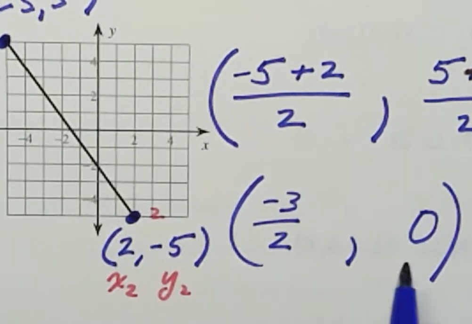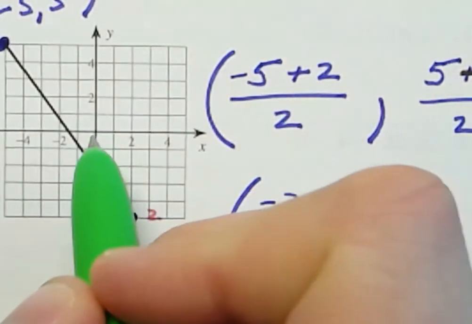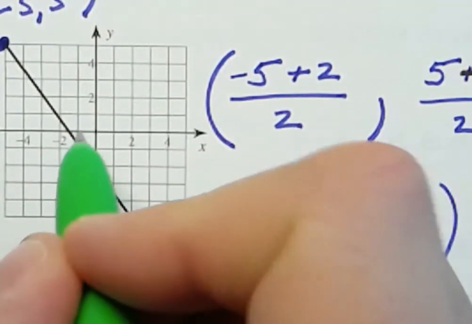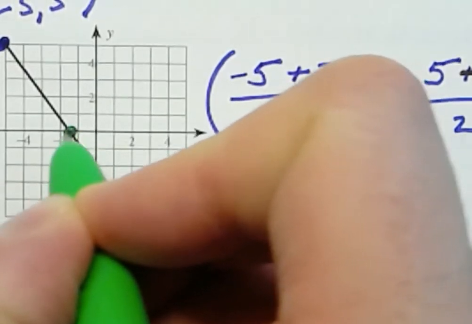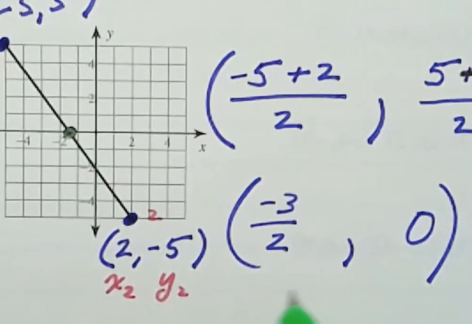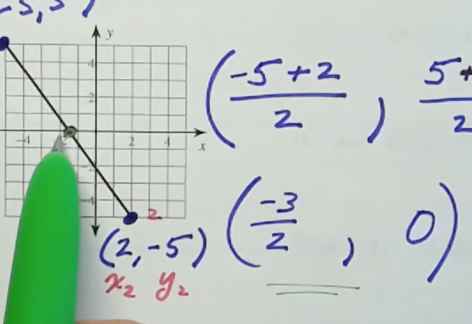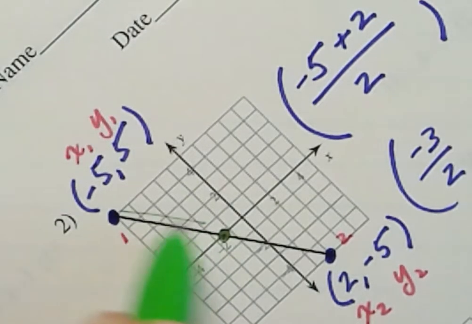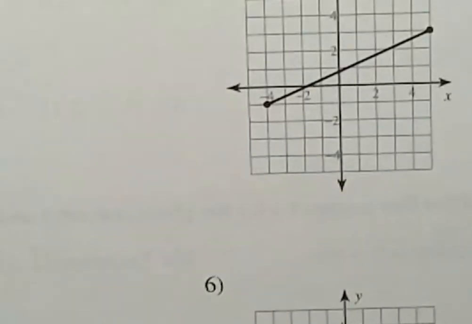-3 halves, 0. So -3 halves is going to put us at -1.5. That's going to put us right here, okay, right there. And 0, of course, we're on the line. Of course, if you calculate this and your answer is a point that's not even on the line, then you've done something wrong. But if you look at that, that is indeed halfway in between there and there. Isn't that cool? Let's do another example.